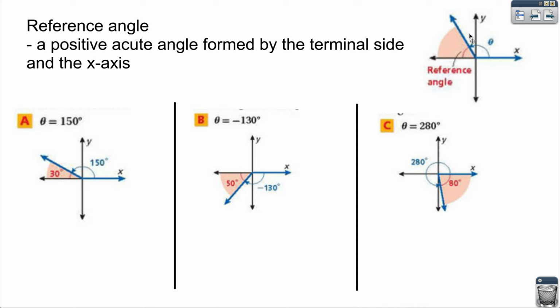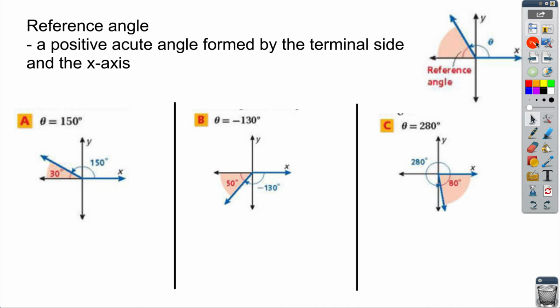Now to find the reference angle to that given is to simply look at the terminal side, it ends here, and find the remaining measurement toward the x-axis. So how far away is this terminal side to the x-axis? That is what you would call your reference angle. Let's take a look at the examples below. Take a look at the first one.